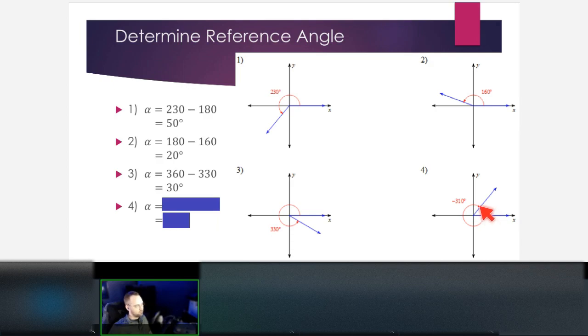So coterminal, to make it positive, we could just add 360, making us have visually the same angle, a coterminal angle, but now it's positive. And this way it fits all of our formulas. I think that's an excellent way to do this. So yes, in that case, it would be 50. Did anybody else do it that way?